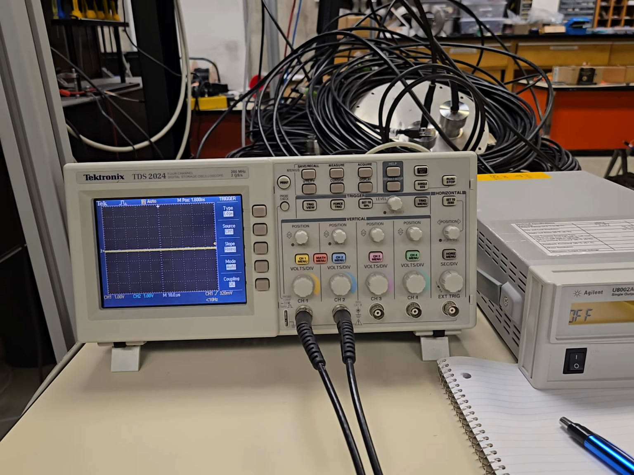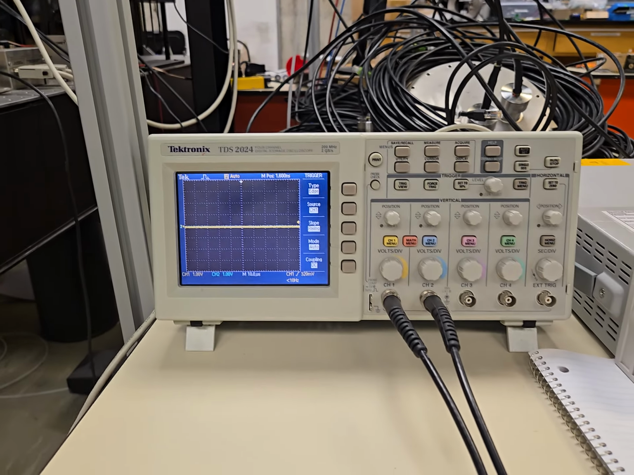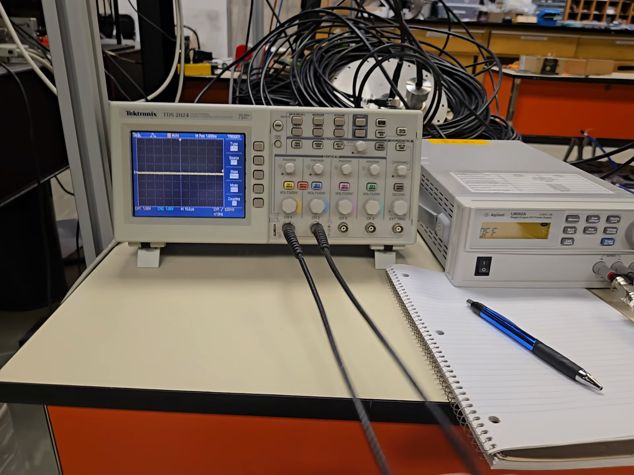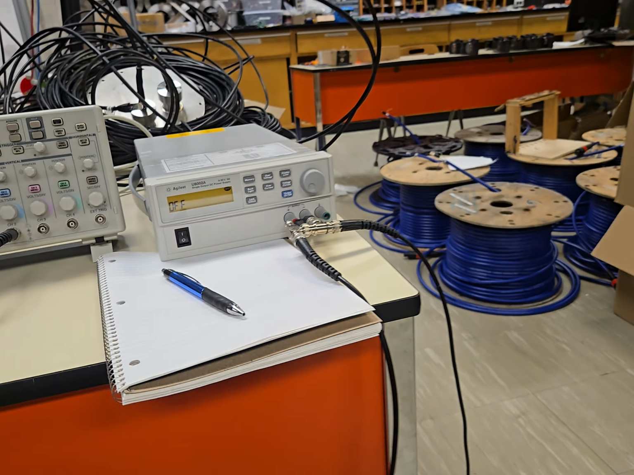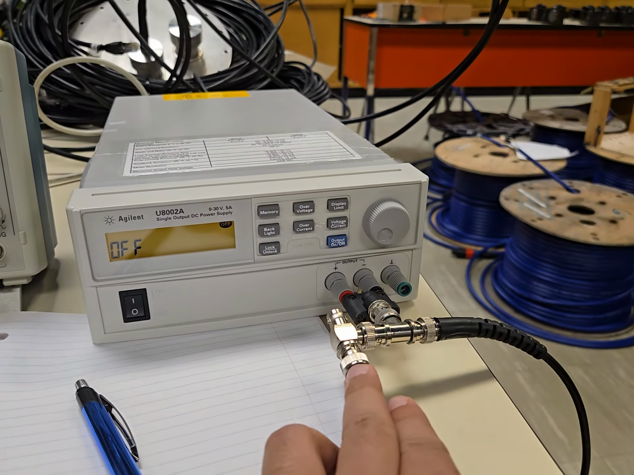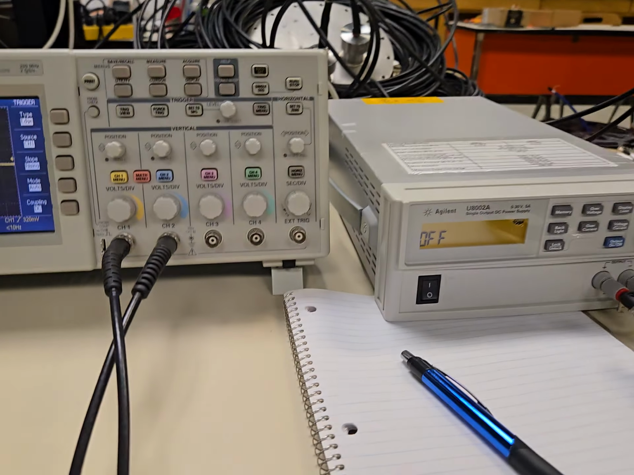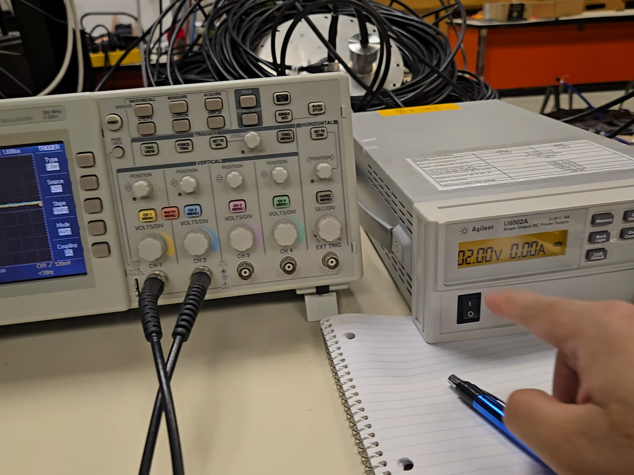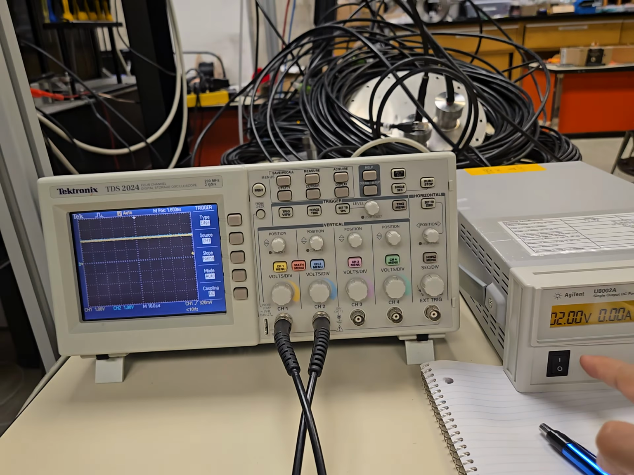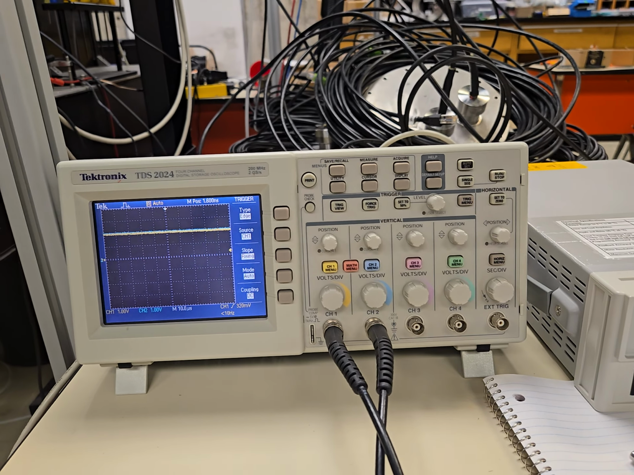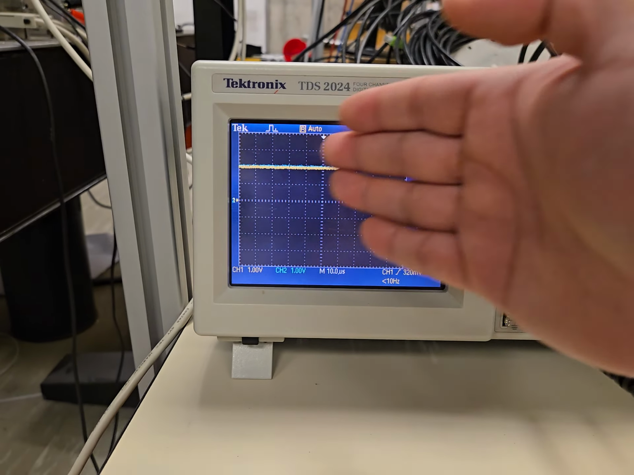All right, let's look at how to draw stuff on the oscilloscope screen. Here I got two cables that are both connected to this power supply using this T, and let's turn on the power. So I got 2 volt on both channels, channel 1 and channel 2, and you can see the voltage over time.